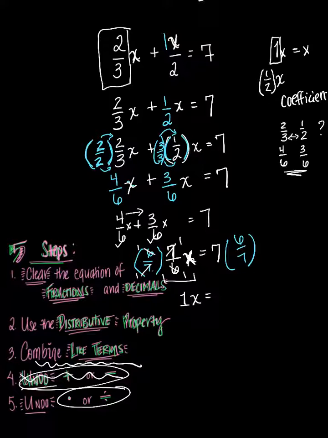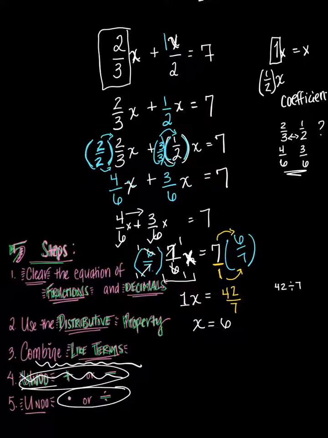Beautiful. Keep in mind over here that this is the same as 7/1, so I can just multiply these straight across. 7 times 6 is 42, and 1 times 7 is 7. Now, I'm not done. I still have to simplify. 1x just equals x, and this is the same as 42 divided by 7, which is 6. Oof, that was a lot of work. Make sure you're writing out all of your steps as we do these.